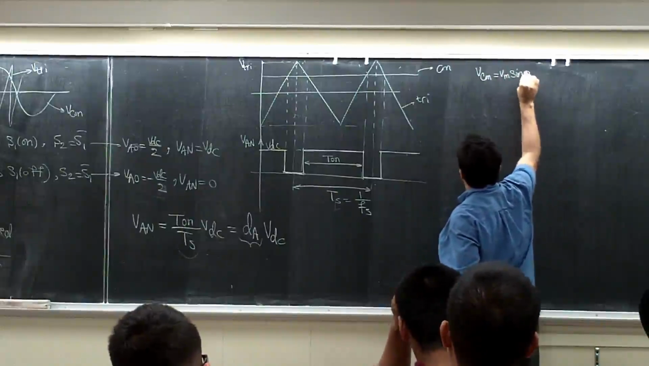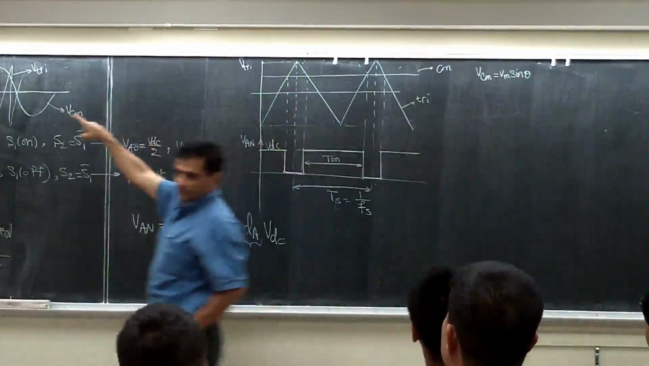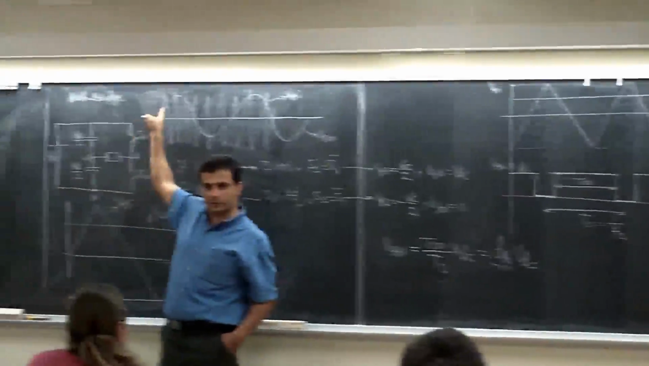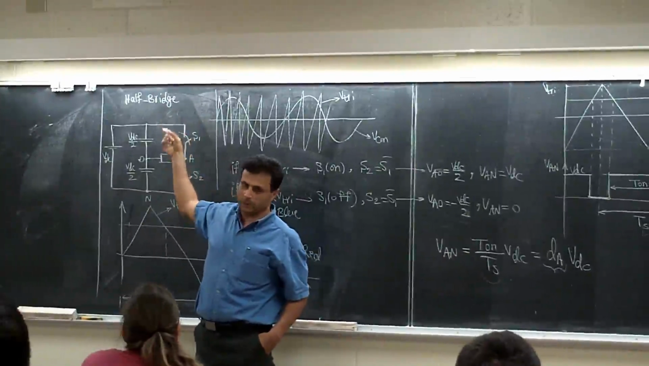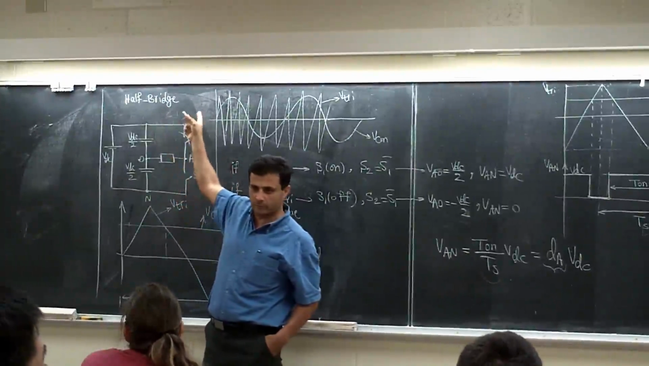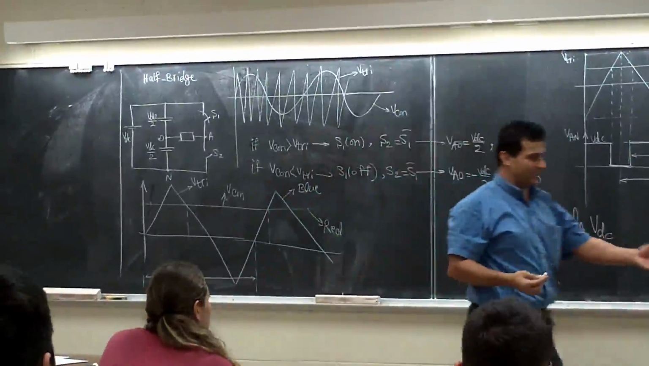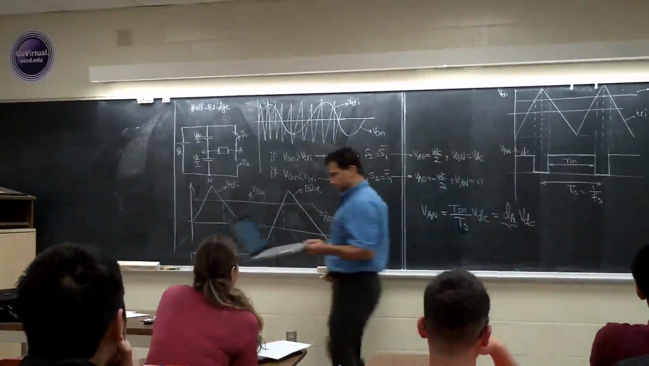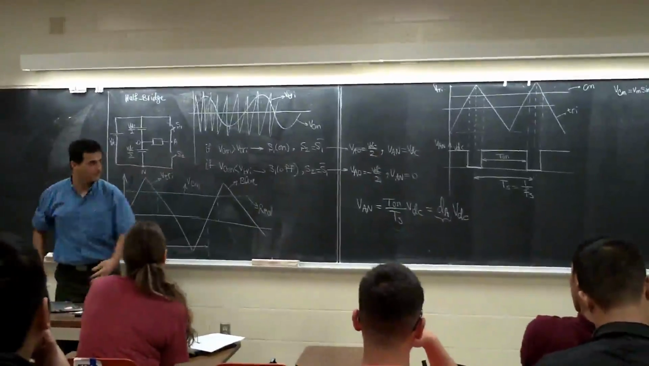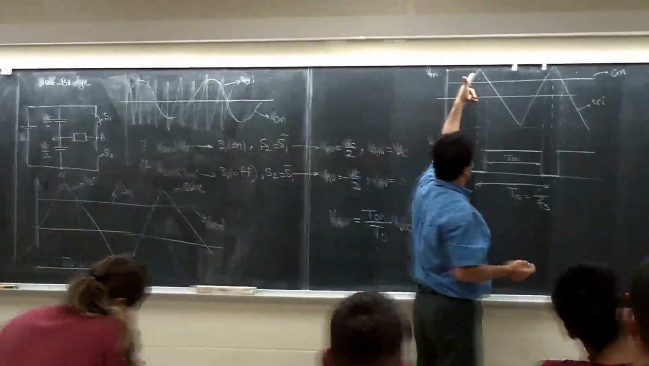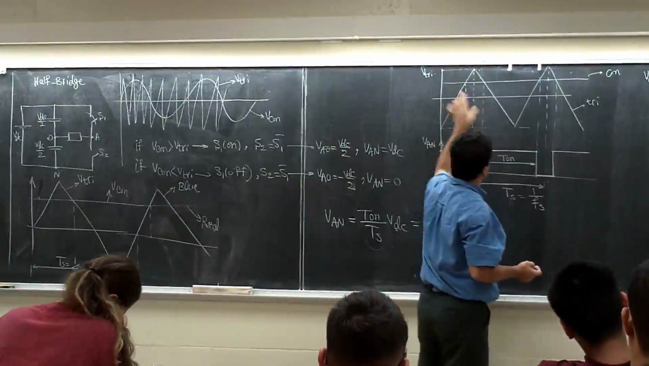Is it this or not? That's V sine theta, right? If you want a sine output, you select your control as a sine. If you want a crappy waveform, you select the crappy waveform for control, right? But that's the V sine theta. That's the V control. Now I need to go through this triangular. I'm going to plug it.